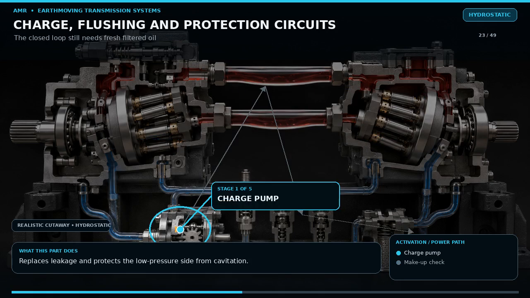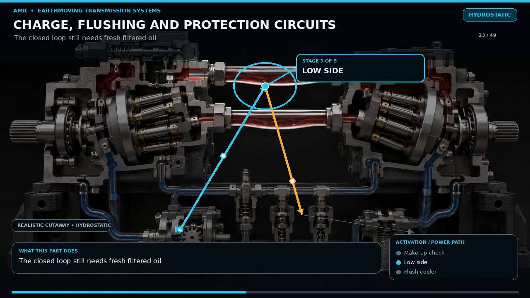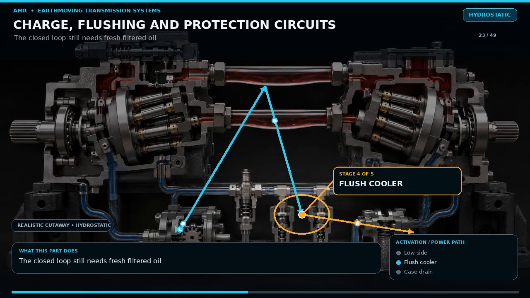A closed hydrostatic loop cannot survive on loop oil alone. A charge pump draws filtered oil from the tank and maintains positive pressure in the low-pressure side. Check valves route charge oil to whichever loop line is returning from the motor. This replaces leakage, prevents cavitation, and supplies control and cooling flow. A flushing valve removes a controlled amount of hot oil from the low-pressure side and sends it through the cooler and filter. High-pressure relief or crossover relief valves protect the loop from extreme load. Make-up valves help prevent a vacuum during rapid deceleration or overrunning load.